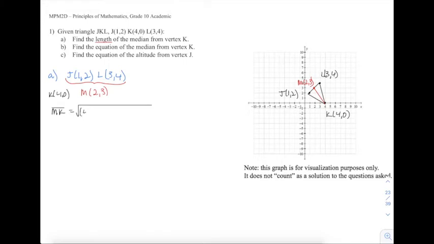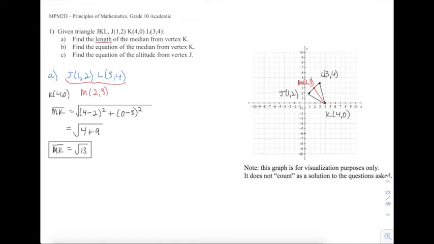So here I've got 4 minus 2 squared plus 0 minus 3 squared. And that's just 4 plus 9, so it's actually root 13. And we're not going to make that a decimal, we're just going to leave it as it is. Okay, so I know the length of MK is root 13.